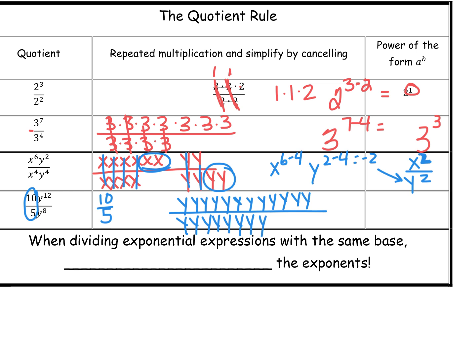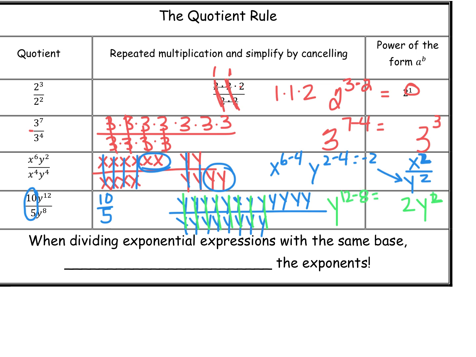So now I can go through. Anything divided by itself is 1. You could write those ones if you really wanted to. So I can see I have 4 y's left, and they are in the numerator. And 10 divided by 5 is 2. So remember, regular numbers, regular math. With the exponents, only the exponents, we can say 12 minus 8.